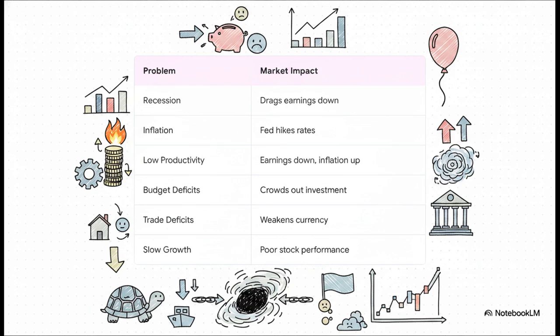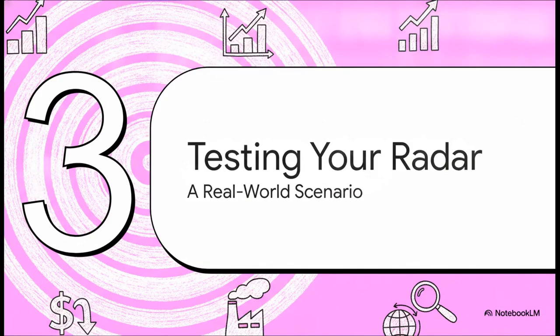Second is inflation, which forces the Fed to hike rates, and as you learned in episode 2.2, that is absolute poison for stocks. Third, low productivity. This is pretty much the worst combination possible because it drives earnings down while simultaneously pushing inflation up. Next, budget deficits. These lead to higher interest rates and they actively crowd out private investment. Then we have trade deficits, which weaken the currency and act as a huge flashing signal for global imbalance. And finally, slow growth. This correlates with poor stock performance more directly than almost any other single factor on this whole list.